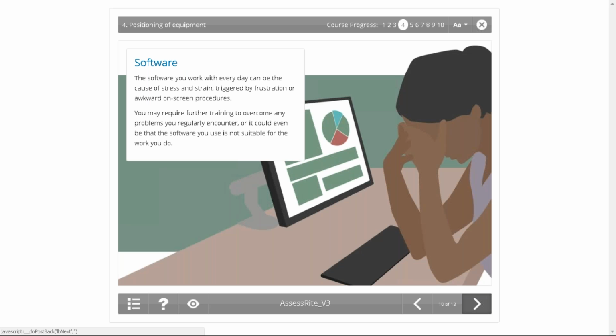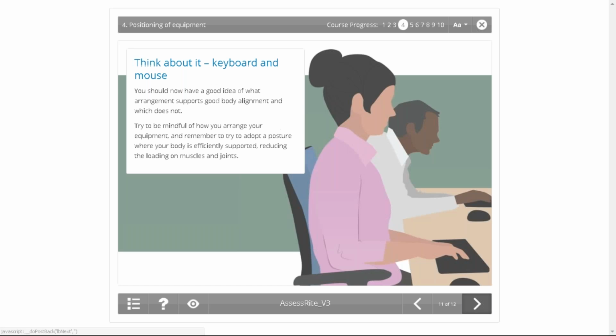The software you work with every day can be the cause of stress and strain triggered by frustration or awkward on-screen procedures. You may require further training to overcome any problems you regularly encounter, or it could even be that the software you use is not suitable for the work that you do.